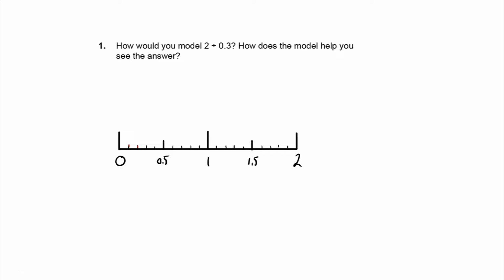So we go 1, 2, well, there's 0.3. Now we go 0.3 again, and 0.3 again, and keep going in 0.3 increments. And we end up with some left over because we can't do another 0.3. So we've got 1, 2, 3, 4, 5, 6 0.3 increments.